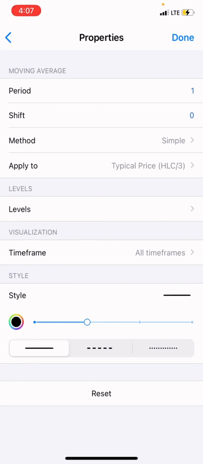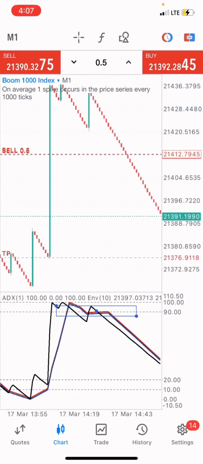We are going to be adding the last one, which is moving average, period 1, shift 0, method simple, apply to typical price. And for levels, you should still skip. All right, and for visualization, just copy the same colors as I'm using here. Click done when you're done with that and your setup is ready. Now this strategy is very powerful, guys. It's very powerful.